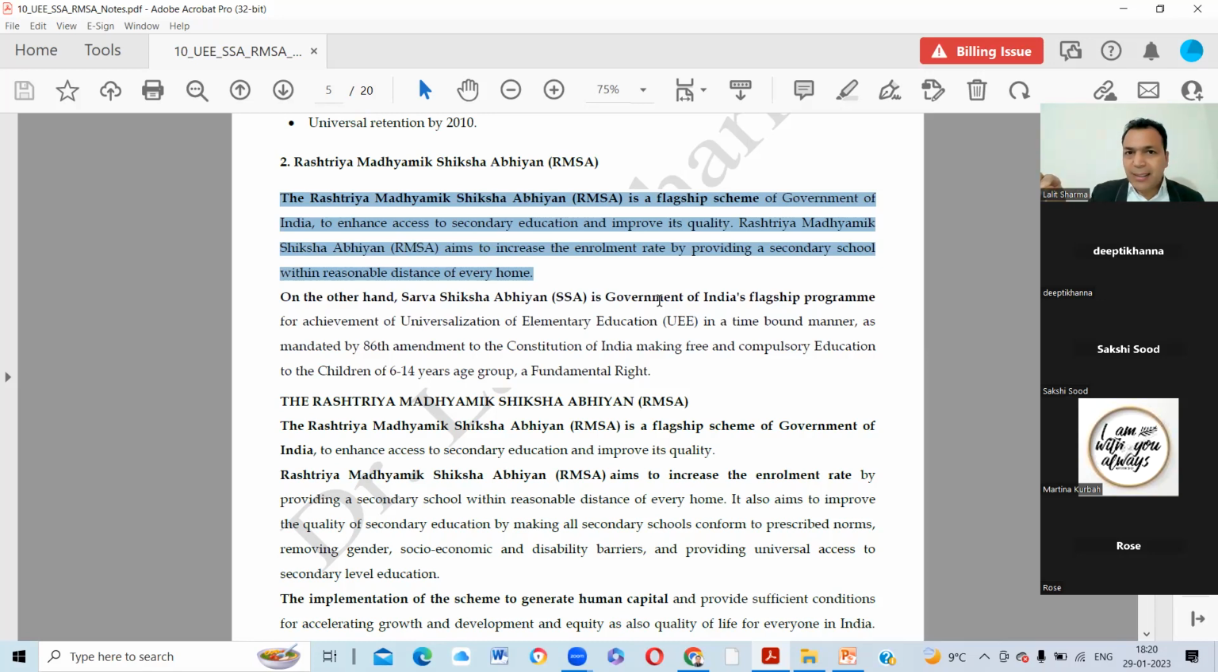Although SSA and RMSA are both approaches of universalization of education, they come under the umbrella of universalization of elementary education. Either we are giving elementary education or secondary education across the country, to every child of the country. It means we are providing education, right? Now, you know what happened? Various approaches started to achieve universalization of elementary education. But what about secondary education?